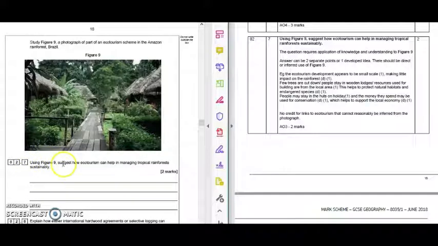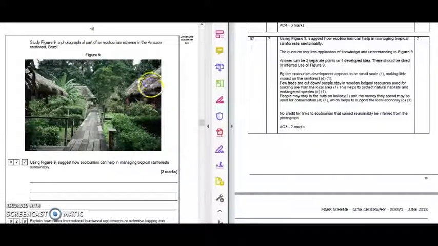2.7. Using figure 9, suggest how ecotourism can help in managing tropical rainforests sustainably. Now, this question says using the figure, but it doesn't say "and your own understanding." So you've got to pick something that you can see in the picture. Looking at the mark scheme, it says no credit for links to ecotourism that cannot reasonably be inferred from the photograph. So what do we have then?